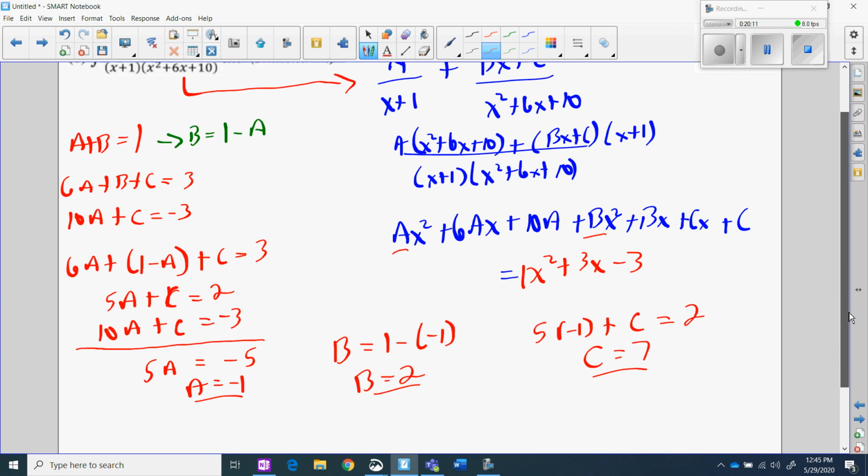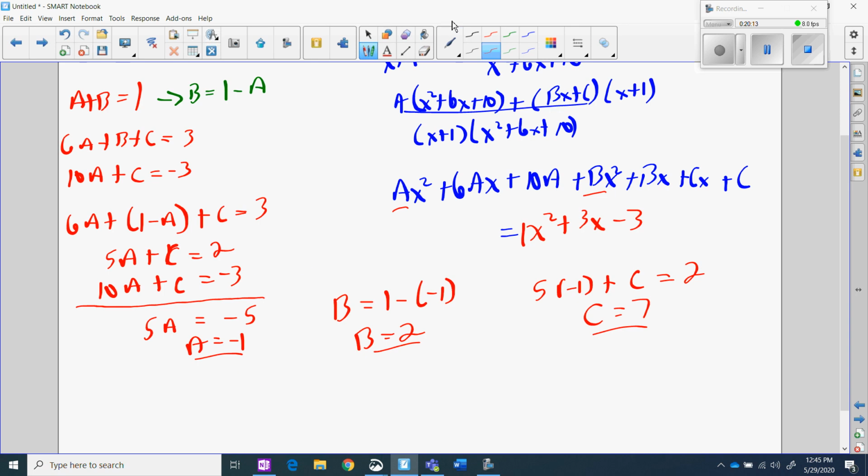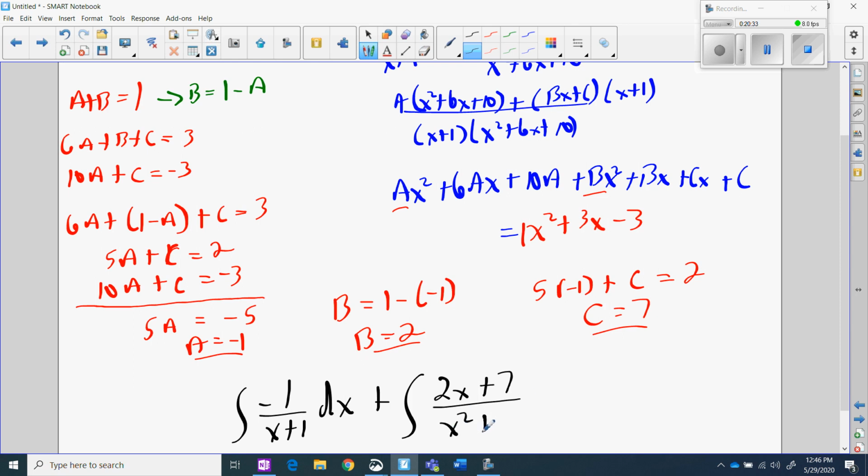Okay, so A here, this would be the integral of negative 1 over x plus 1 dx. That's easy. That's ln of u, du over u. Now the next one was the challenge. So it's the integral of bx plus c over x squared plus 6x plus 10.